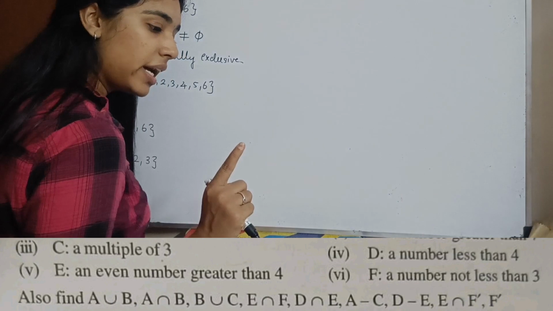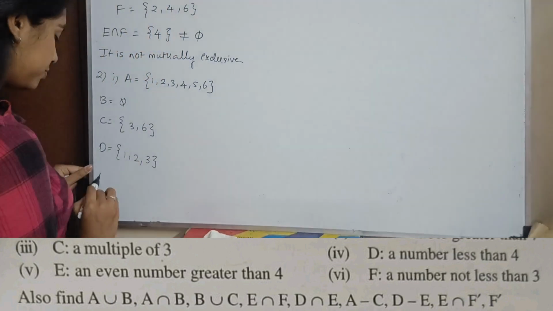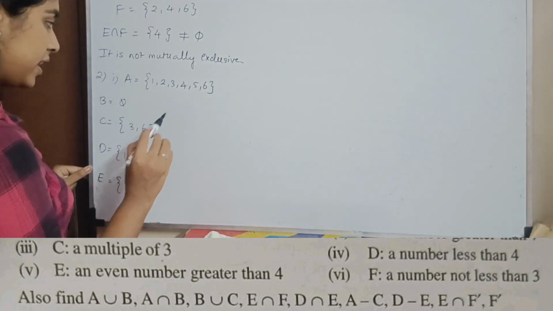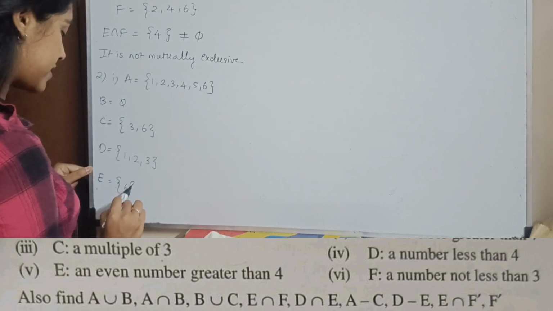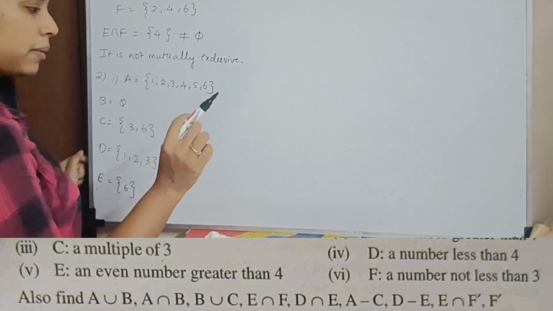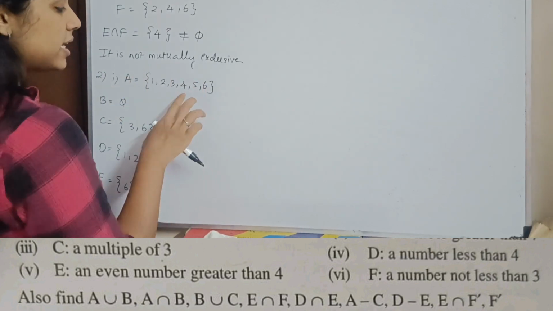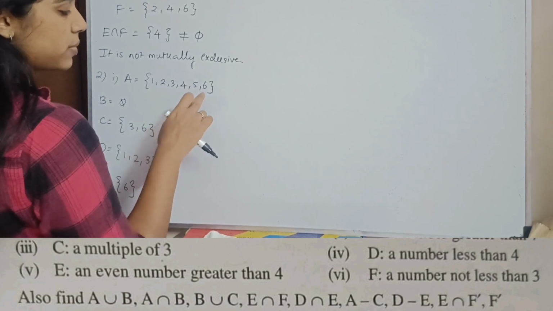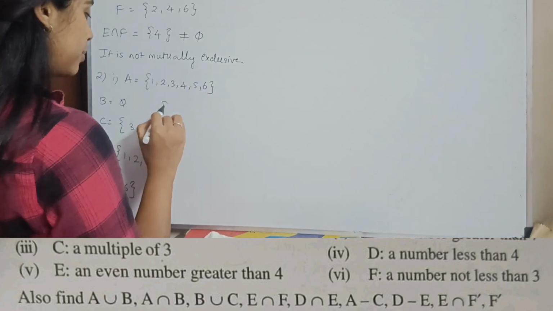Then E: an even number greater than 4. It is only 6. 5 is not included because for an even number greater than 4 you have two conditions. The number has to be greater than 4 and it has to be an even number. So only 6. Then what is my F?